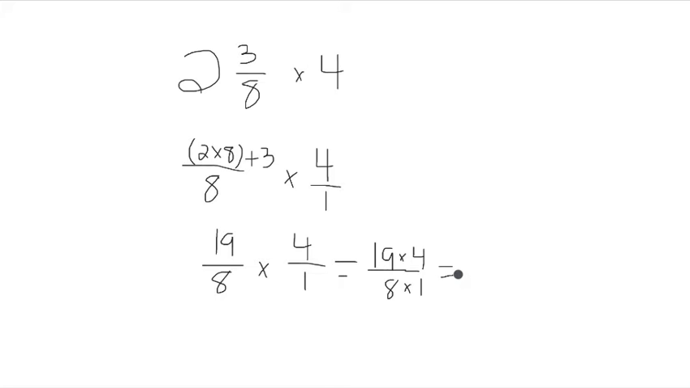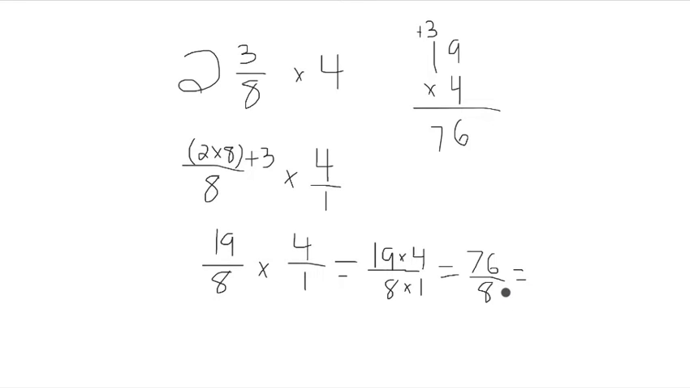Now, 19 times 4, I'm not really sure of, but I know 20 times 4 is 80, and 80 minus 4 would be 76. So I'm going to guess it's 76, but let me go ahead and multiply it out to double check. 4 times 9 is 36, bring down my 6, carry my 3. 4 times 1 is 4 plus 3, that's 7. I was correct, it is 76. So 76 over 8.